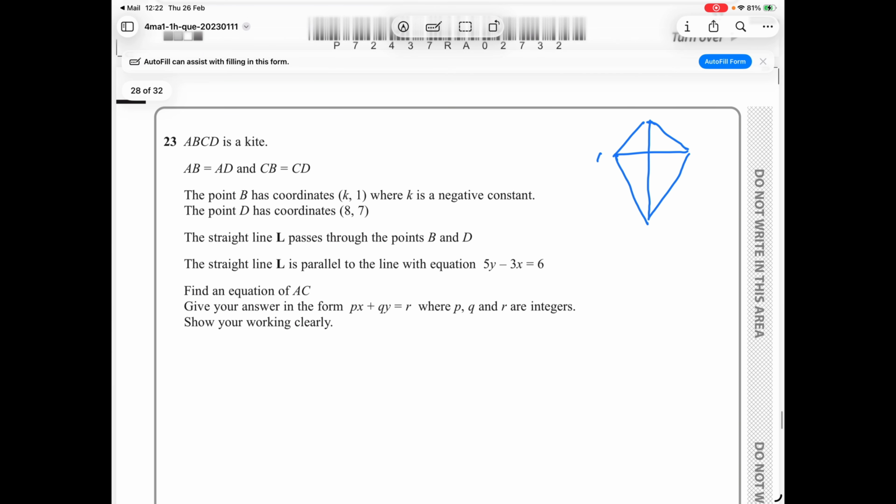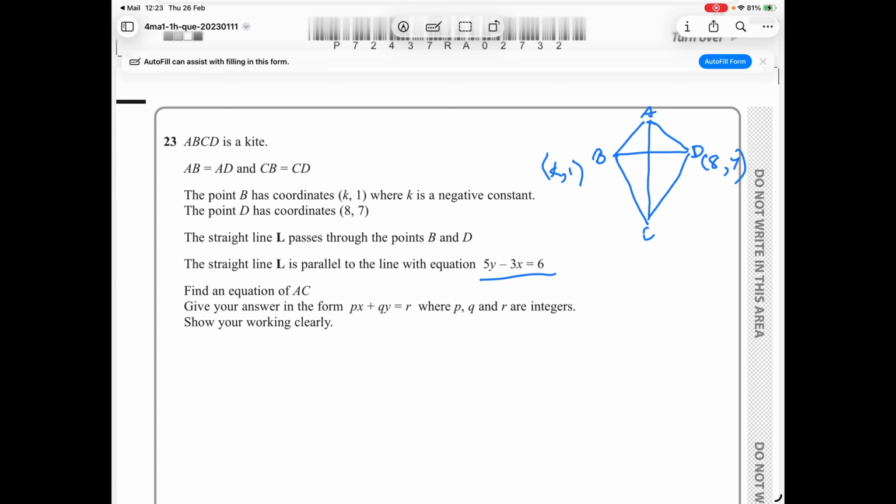A, B, C, D. That makes sense. Right, the point B has coordinates k, 1, where k is negative, okay? And the point D has coordinates 8, 7. And a straight line passes through BD, which I sort of put in, that's L. Straight line L is parallel to the line with the equation this.